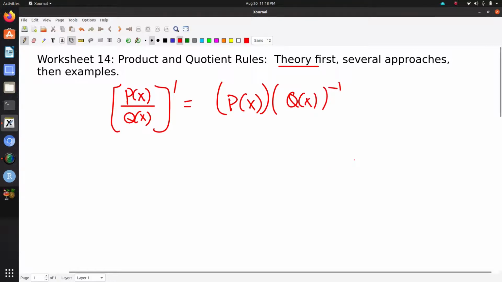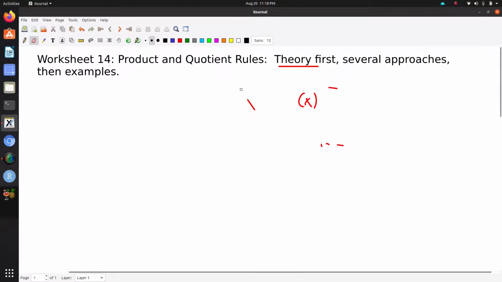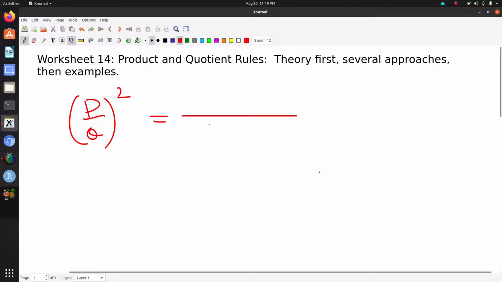Okay, so here's the thing. We have not done the chain rule yet, so you will need the chain rule to derive this. So I think after I get to the chain rule, then I'll come back and do this little proof for you. Okay, so let's figure out what that equals. That equals the square of the bottom, and then it's the bottom times the derivative of the top minus the top times the derivative of the bottom.